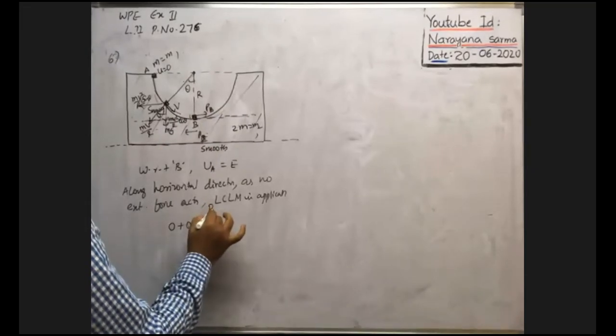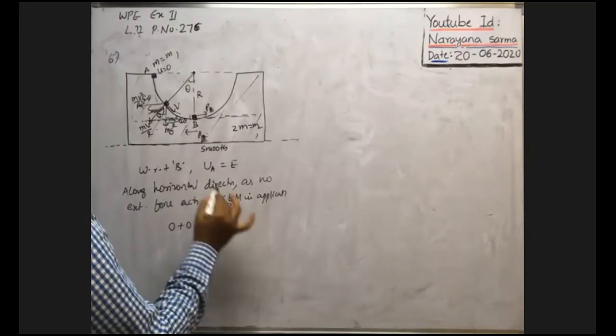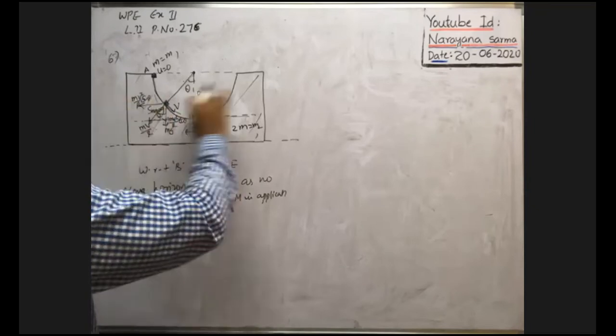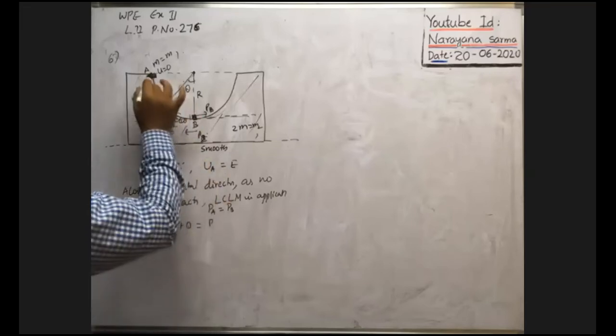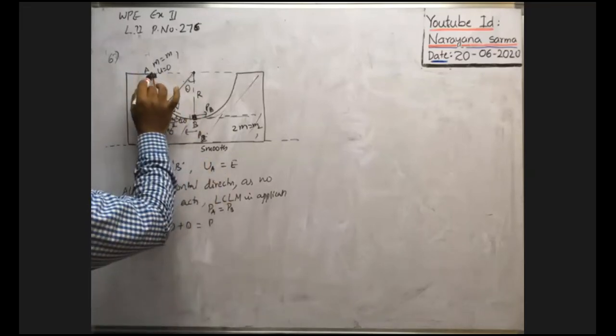The total momentum of the system at A and at B along the horizontal direction must be the same, because along the horizontal direction no external force acts on the system. Total momentum at A means whenever the body is at A, there is no motion in the wedge and this body also. That's why the total momentum is 0.